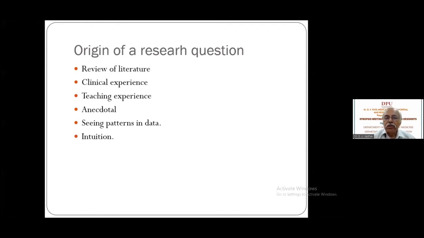Then clinical experience, that is from your day-to-day clinical experience, you are seeing cases, you may get an idea of a research question. Teaching experience, of course, you are new, but you must have some teaching experience; discussion with students or interns may give you an idea of a research question. Anecdotal, you see or hear about some cases that can raise a question. Then pattern in data. Suppose you are just tabulating data and you are seeing some pattern in data. That can give you an idea, I'll give you a very brief example of this pattern.